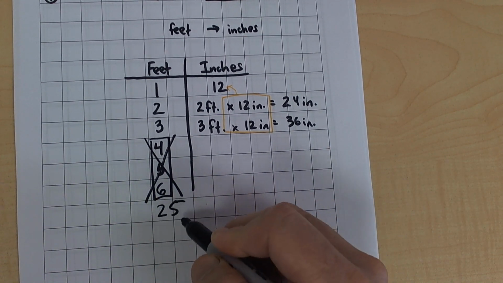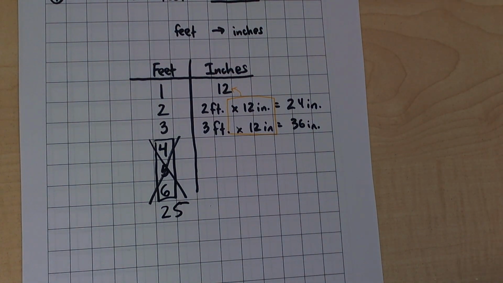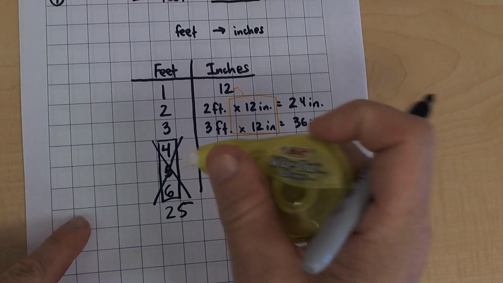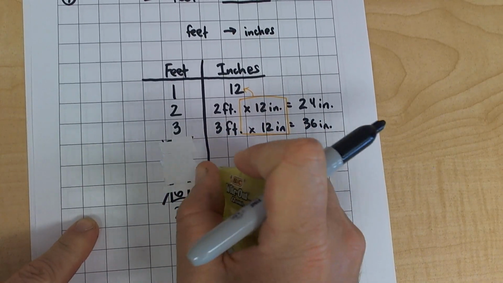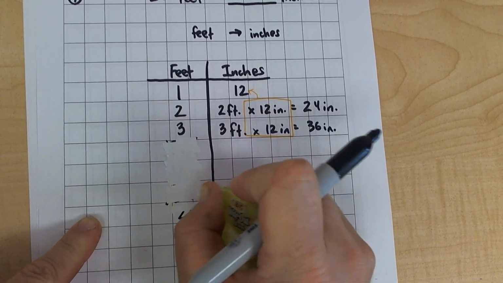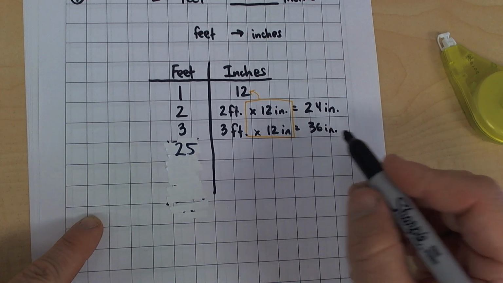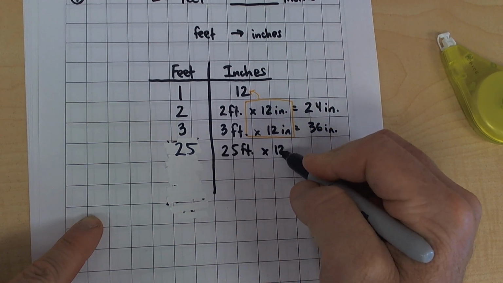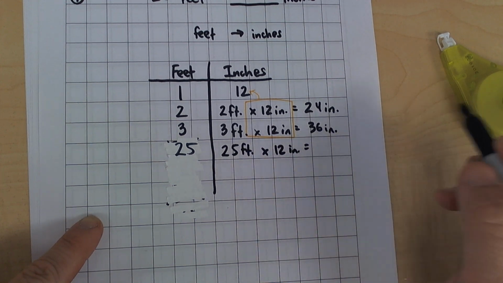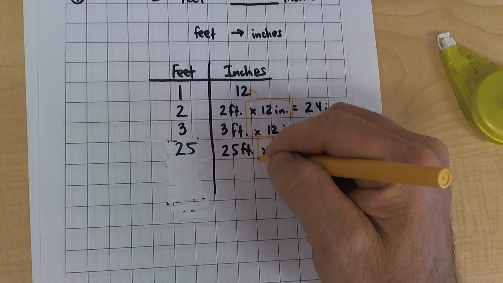You don't have to skip all these lines. You could just do it right after number 3. And if you don't know what I'm talking about, it would look like this. Just go right to 25. It's the same thing. Let's do 25 feet times 12 inches and find how many inches there are. Notice again, I'm still multiplying by 12.